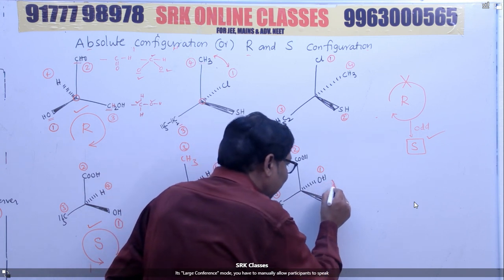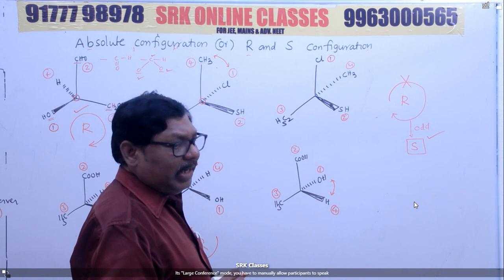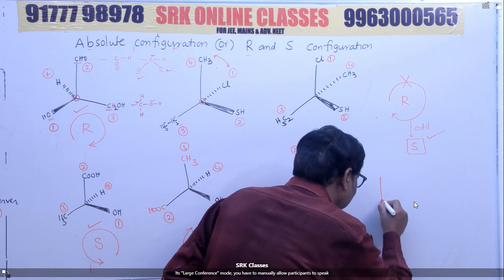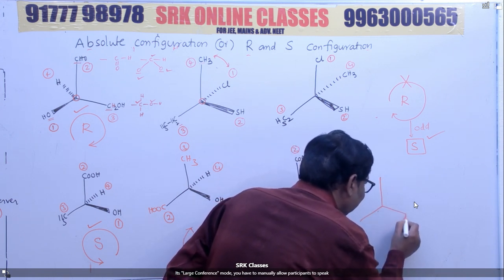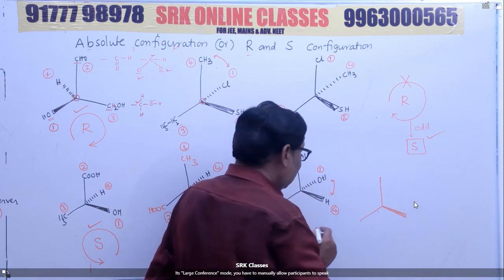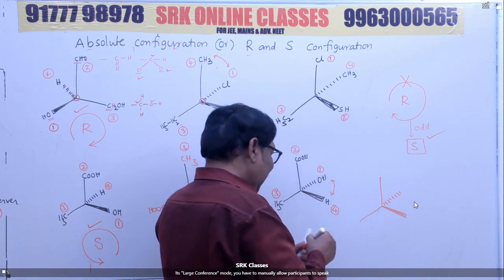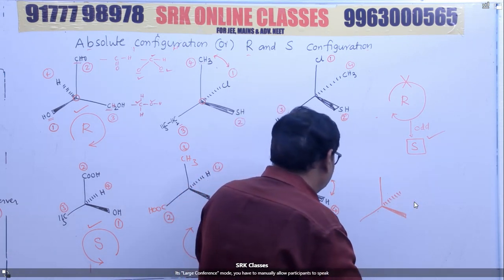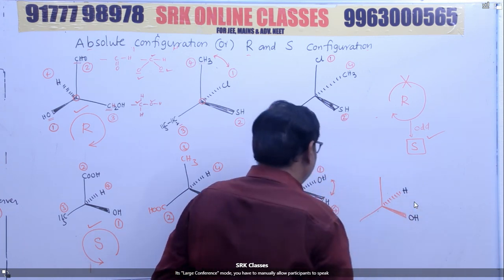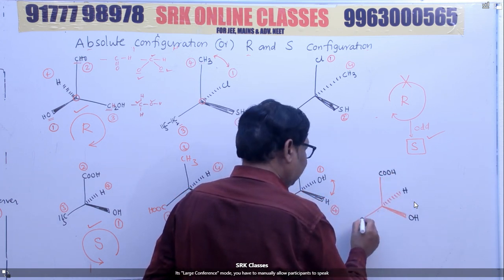Therefore, I am doing one interchange here. Odd number of interchanges. Remember retention. It is not retention, it is inversion of configuration. So first I write the structural formula. This will be as it is. And here dotted line is there. I am writing. Interchange means hydrogen will be converted into dash formula. OH will be on wedge formula. Remaining will be the same. COOH and here CH3.